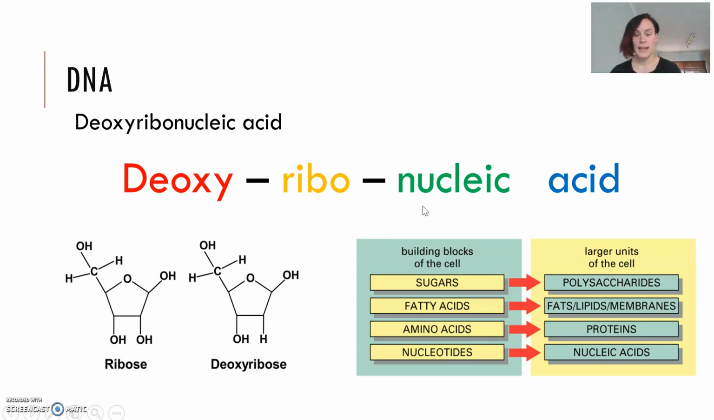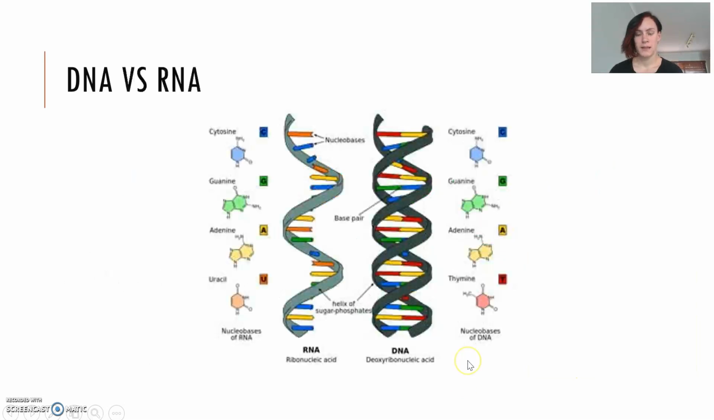The nucleic acid part is really important because if you think back to late last year, we did our 4 kinds of organic macromolecules, and nucleic acids are one of them. And nucleotides are the building blocks that make up the nucleic acids. We're going to talk about amino acids a little bit later because they are the building blocks of proteins. But really what we're looking at is one gigantic molecule, and it's made up of nucleotides.